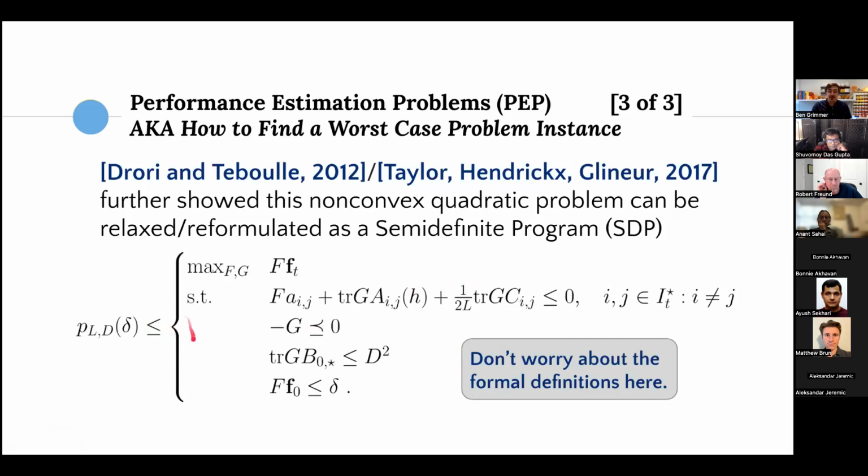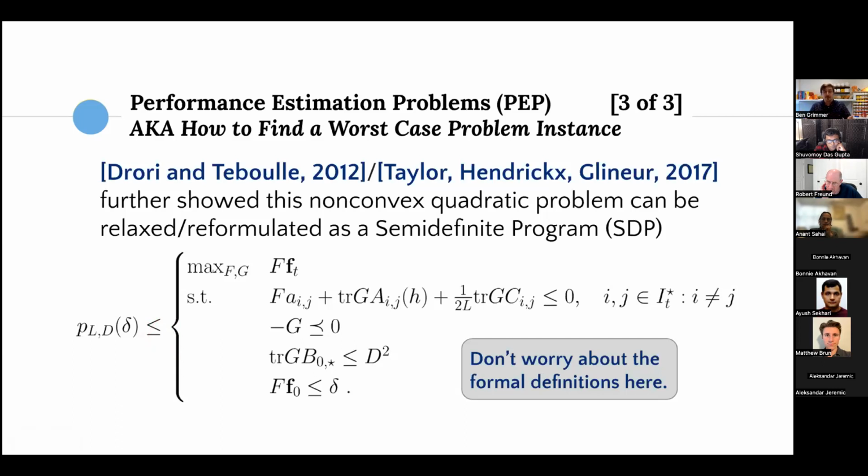You can get it to be equality so long as the problem dimension you're looking at is big enough. It needs to be bigger than the number of iterations plus 2. So assuming you're interested in high dimensional problems, you can also make this an equality. Again, that's thanks to Taylor, Hendricks, and Glineur. Okay, now we're really cooking with something, right? We can take this infinite dimensional find-the-worst problem and reformulate it with equality, if we look in high dimension, to be a finite sized semi-definite program.